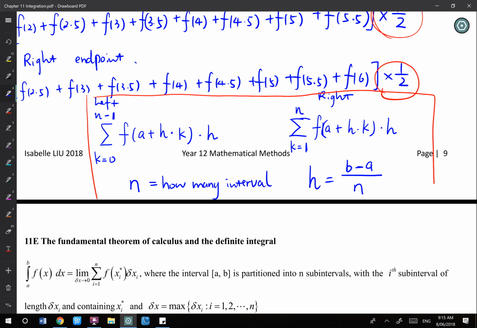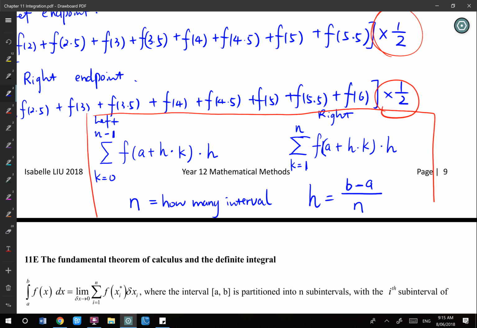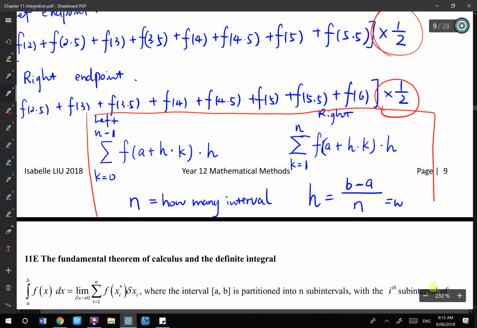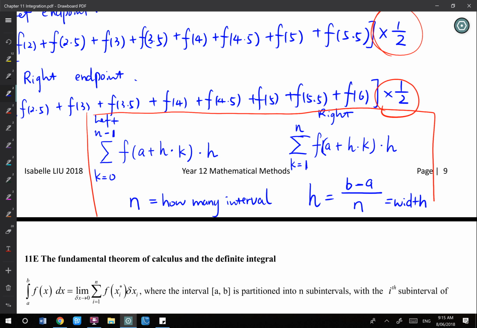H, okay, so you calculate H, whatever you calculate there. So that's the width. Okay, H is equal to what? Equal to the width. Okay, so I have a length of 4 but a partition of 8, so the width is 0.5. So you have the width there.